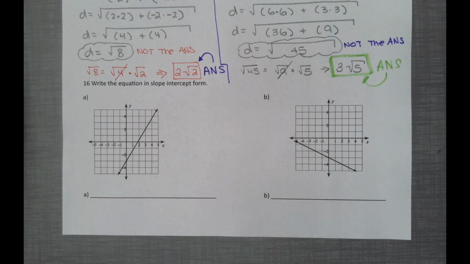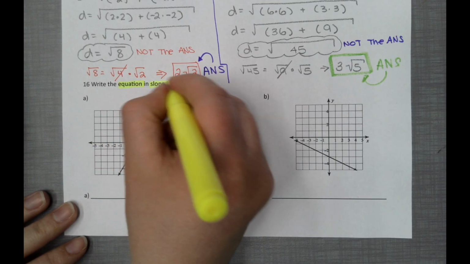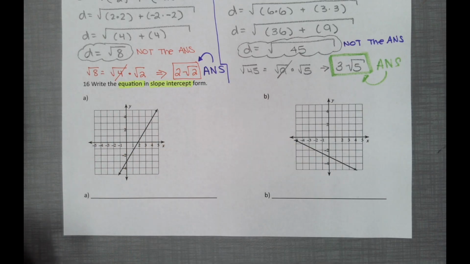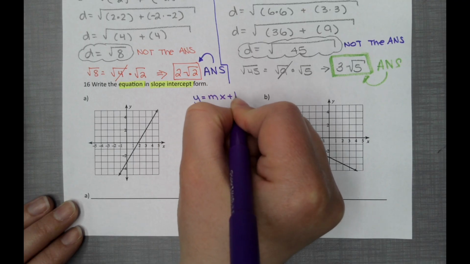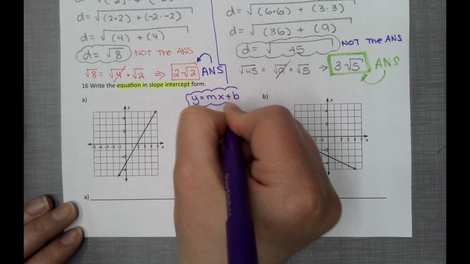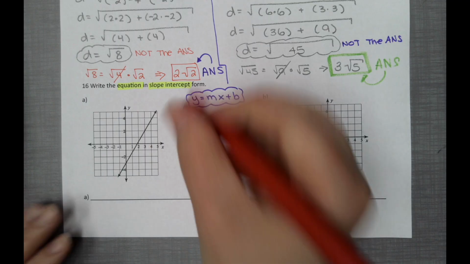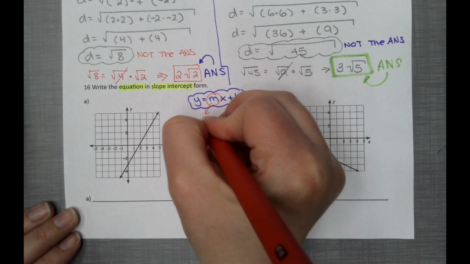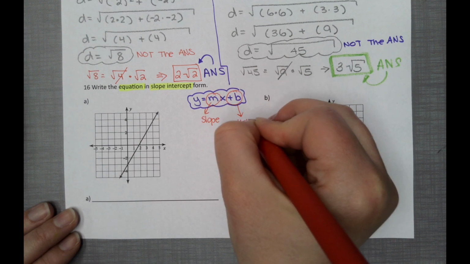Moving on to the final two questions for us, it is asking us to write the equation in slope-intercept form. So we want an equation, means we're going to have an equals. Slope-intercept form is your y equals mx plus b. So y equals mx plus b is the format that they want our equation in. That means we only need two pieces of information. We need the slope for m, and we need the y-intercept for b.